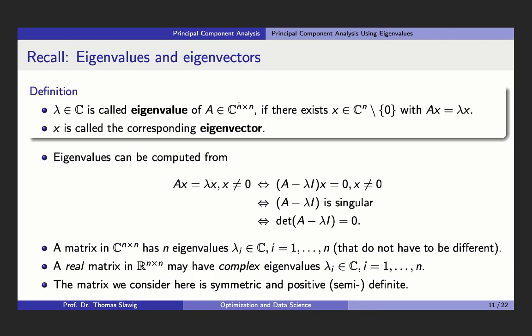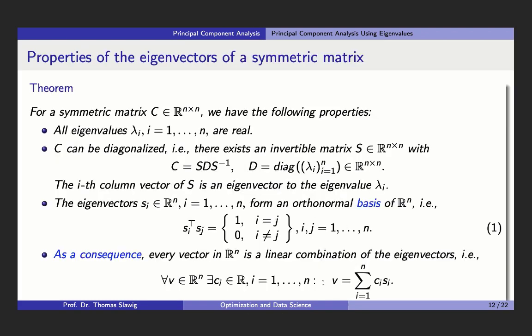So in general we are talking about complex matrices, because the mathematical results are valid for complex matrices. Of course, we are mainly looking at real data, and the main thing then is, in general, a matrix has n complex eigenvalues. We have a real data matrix usually, but it may also have complex eigenvalues. And the matrix that we consider here is symmetric and positive semi-definite. And therefore we have additional properties, because a symmetric matrix has only real eigenvalues, and this is the important thing.